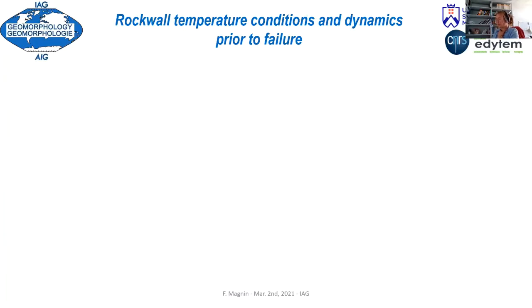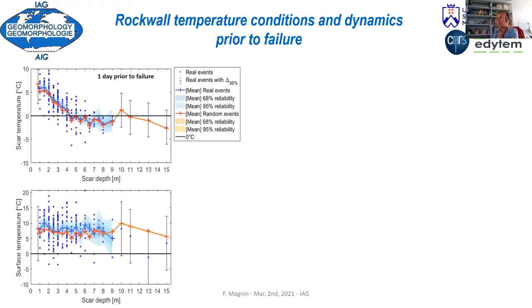So now we'll present the results briefly. This is the scar temperature for all rockfalls, and this is the scar depth. This is 1 day prior to failure. What we see is that most rockfalls that are shallower than 4-meter depth occurred at positive temperature, while those that occurred at a depth greater than 4 meters occurred at temperatures close to 0 degrees Celsius.